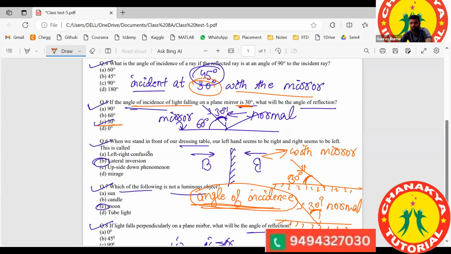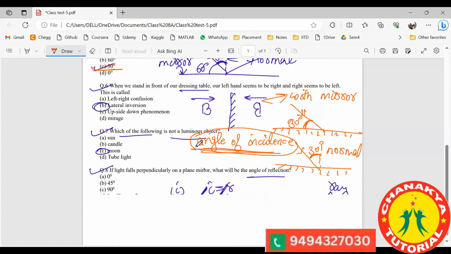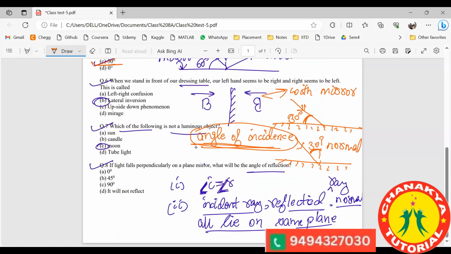Later in your score sheet, you must have seen your scores, right? Yes, sir. Later in your scores I have corrected this mistake. All of you who have put 30 degrees in your answers, that is correct. I have corrected this. Thank you, sir. Okay, great. This is all for the discussion of this paper.